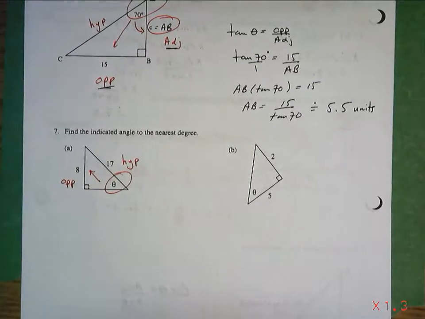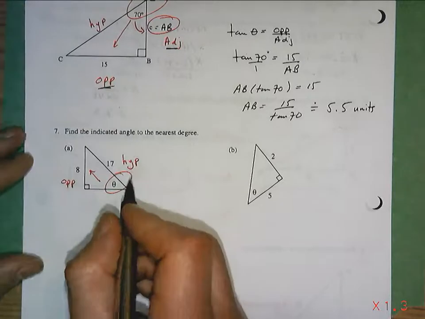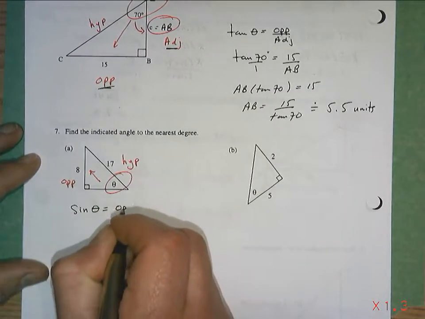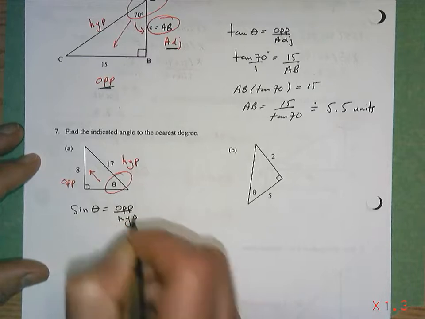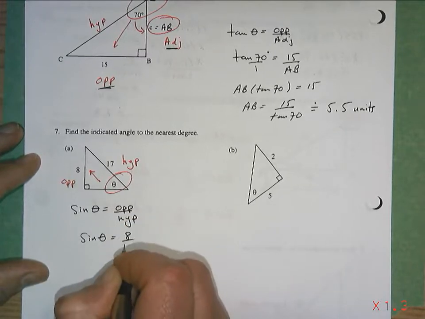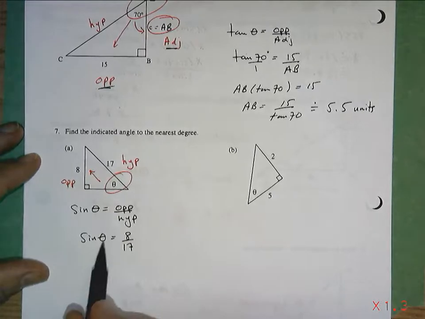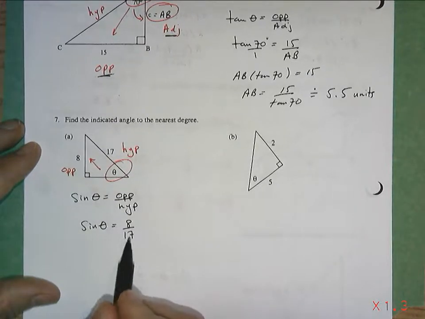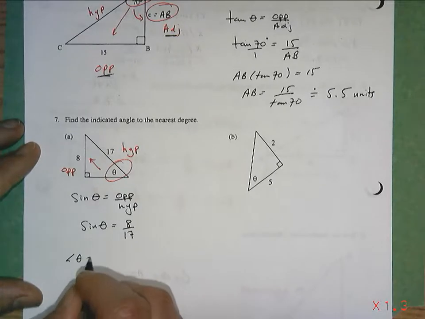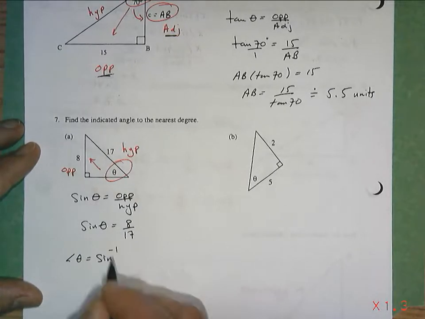So which trig ratio uses opposite and hypotenuse? The answer is sine. Sine uses opposite over hypotenuse. So sine of the unknown theta will be 8 over 17. Now we're taking a side ratio back to an angle. So that requires us to use the inverse, sine inverse.